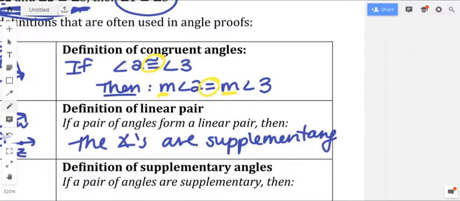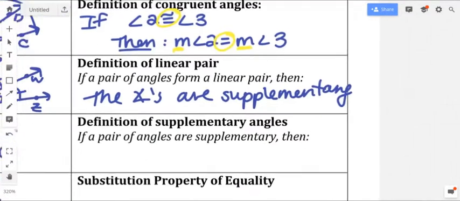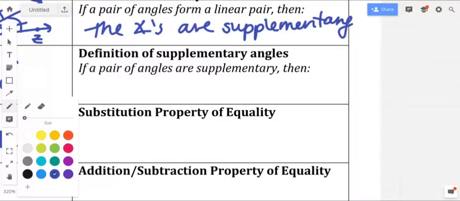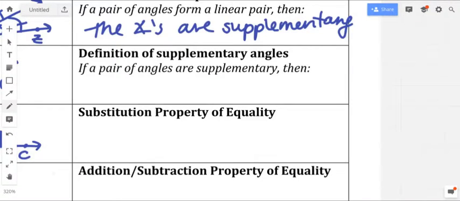After they say that the angles are supplementary, think about what we know about supplementary angles. We know that their measures add to 180. So once it's stated that angles are a linear pair, we then say that the angles add to 180. So if a pair of angles are supplementary, then their measures add to 180.